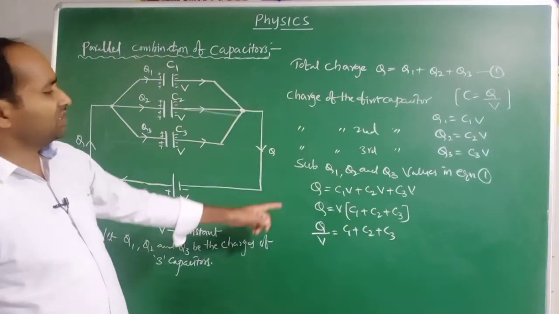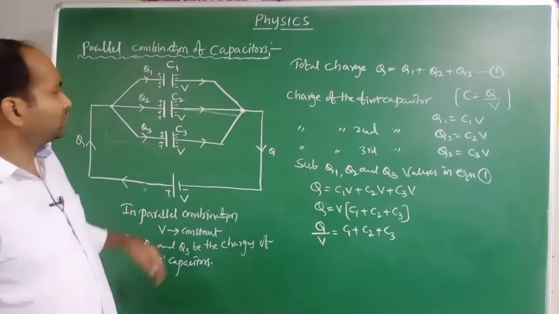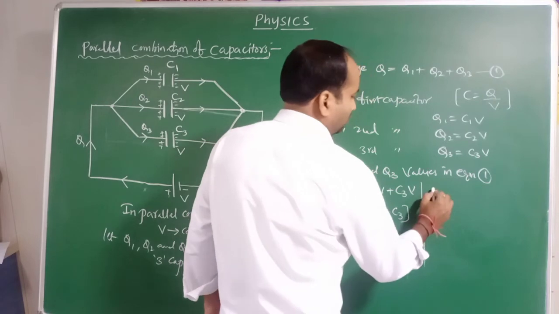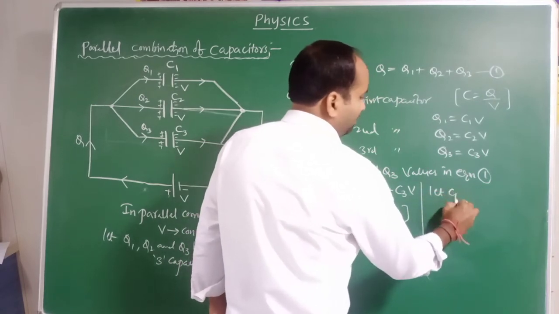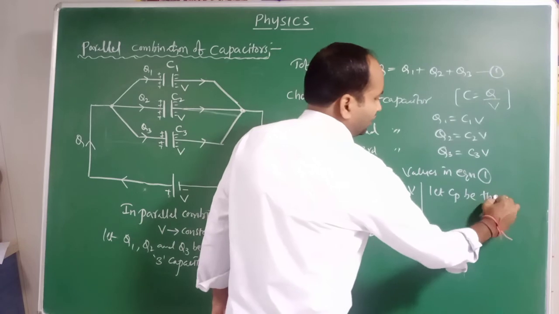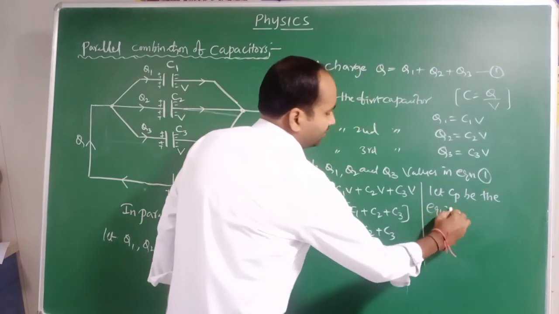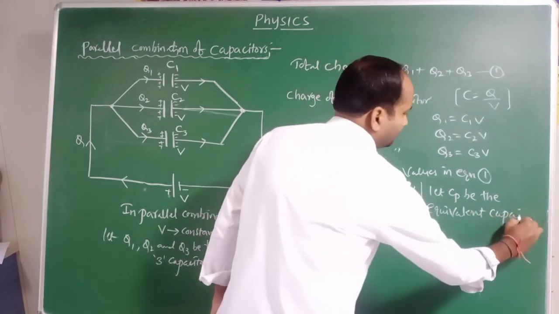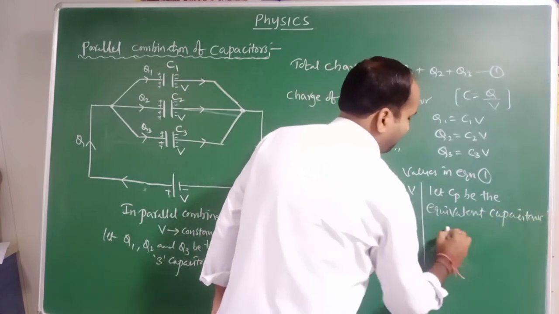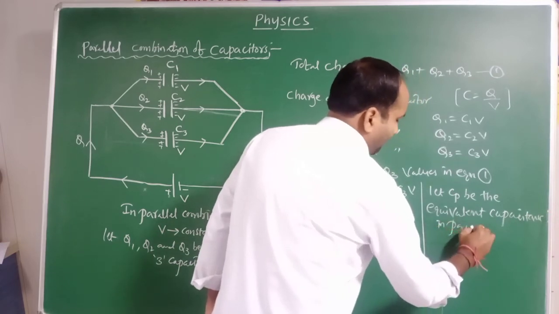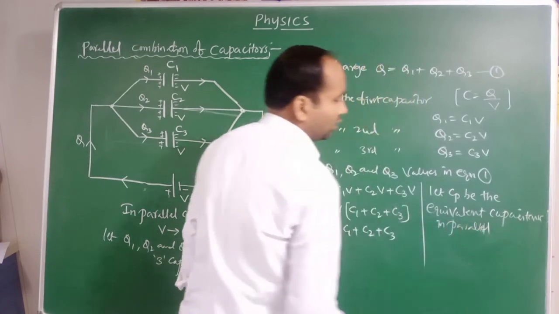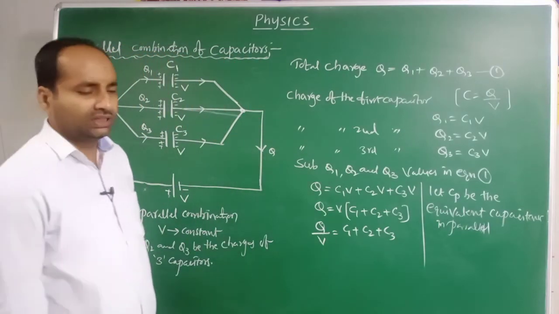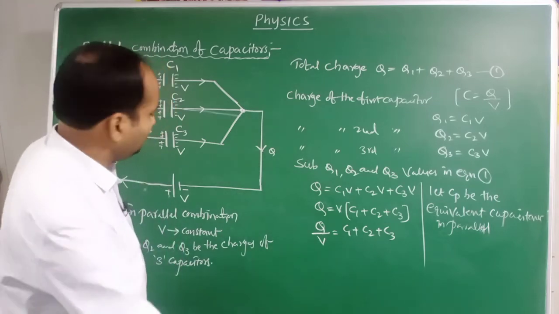What is the equivalent charge here? The total charge is Q. Let total potential be V. Let CP be the equivalent capacitance in parallel combination. What is CP? The equivalent capacitance in parallel combination. So we may write what CP is equal to here.